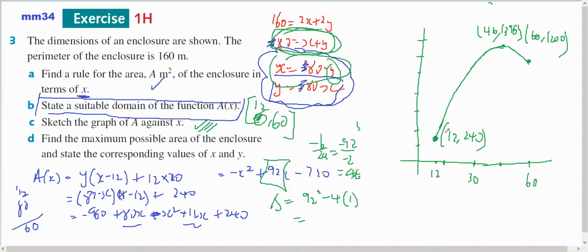I have coloured in circles at my endpoints because I had square brackets on my domain. Find the maximum possible area of the enclosure. So the maximum possible area of the enclosure will be 1396 meters squared, and that's when x equals 46, and since x plus y equals 80, y must equal 34.